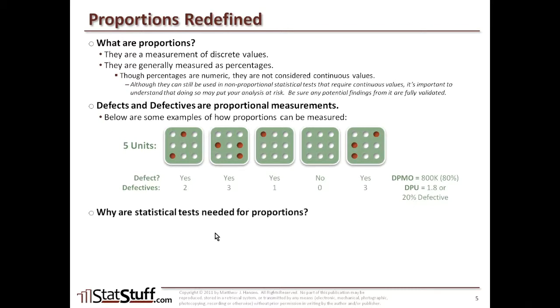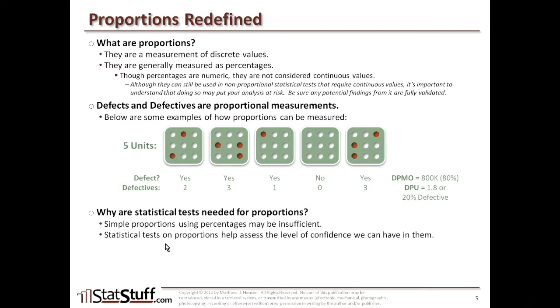Now, why are statistical tests needed for proportions? Simple proportions using percentages might be insufficient. If you're just comparing a percent to another percent, that may not be complete. You have to really account for the level of confidence that you can have in those percentages, because you may not be able to trust the raw numbers.